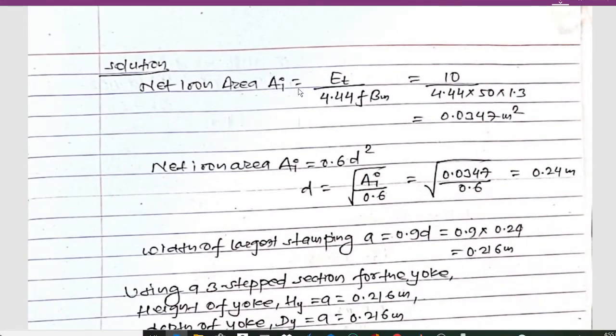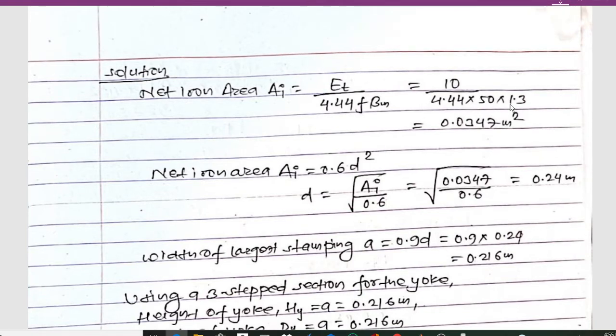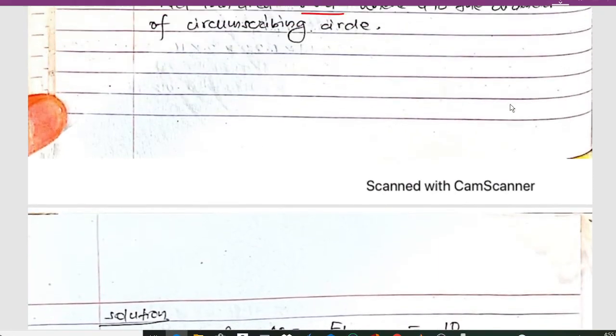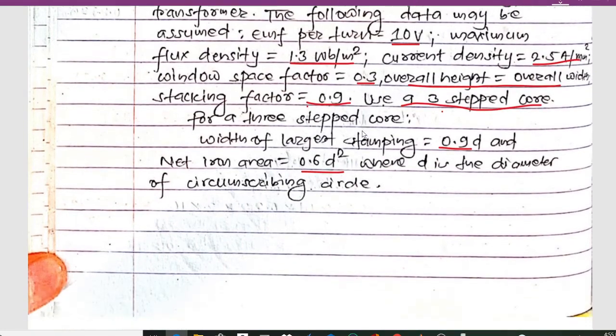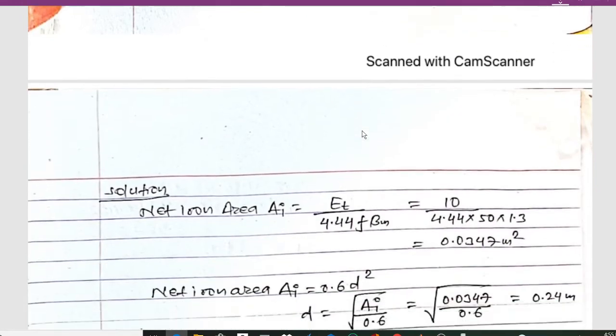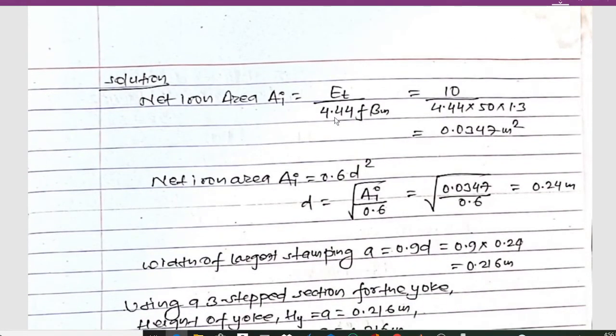So net iron area is given as Ai equals Et upon 4.44 into f Bm. So Et is 10 given, and f is frequency 50, and Bm is also given as 1.3. Here all the data is given in the question. EMF per turn is 10, flux density, current density, all the data are here. So net iron area will be 0.0347 meter square.